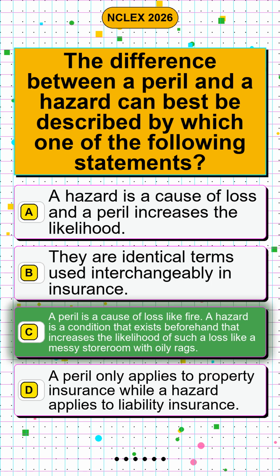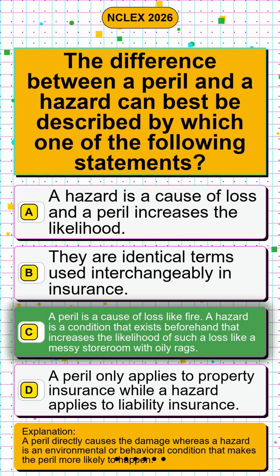The correct answer is option C. A peril is a cause of loss like fire. A hazard is a condition that exists beforehand that increases the likelihood of such a loss, like a messy storeroom with oily rags. A peril directly causes the damage, whereas a hazard is an environmental or behavioral condition that makes the peril more likely to happen.